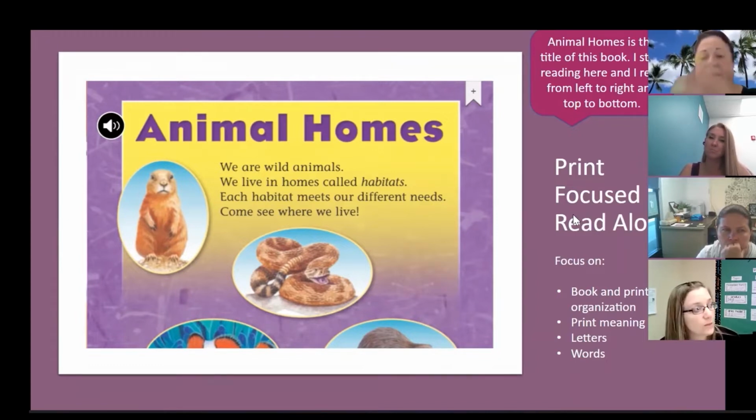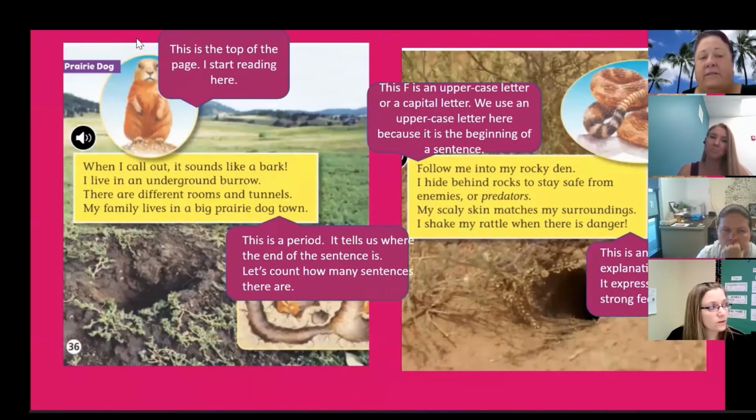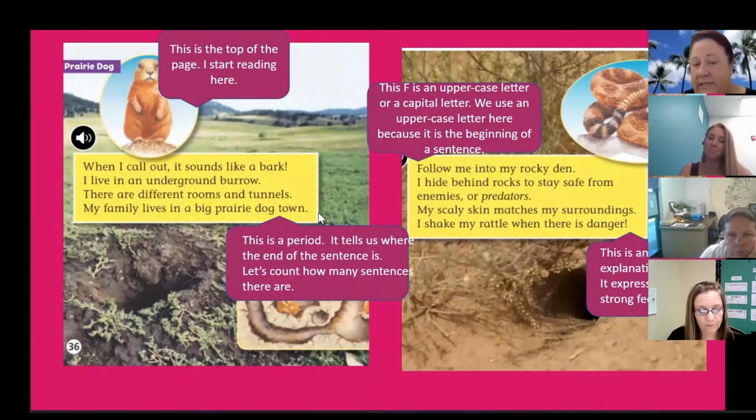I go from left to right, top to bottom, pointing it out. This is the top of the page. I start reading here, talking about punctuation marks. This is a period. This is what it does. Pointing out capital letters. What does that mean? Again, exclamation marks. So really zooming in on the text.